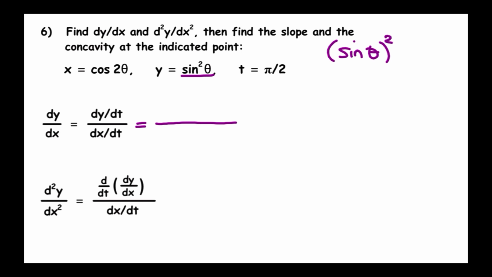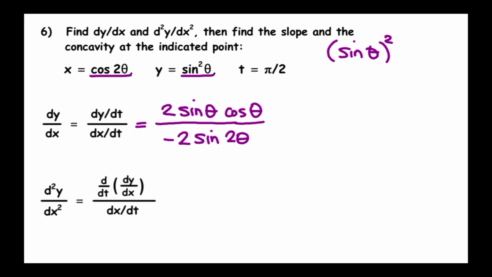2 times 1 is 2 out front. Sine of theta is now to the first. And then finally, a chain rule is going to be cosine of theta. So 2 sine theta cos theta, you may already recognize that as sine of 2 theta. That's going to be very helpful. The denominator, dx/dt, the derivative of cosine of 2 theta is negative sine of 2 theta. But then there's a chain rule too, which I'll slip into here.